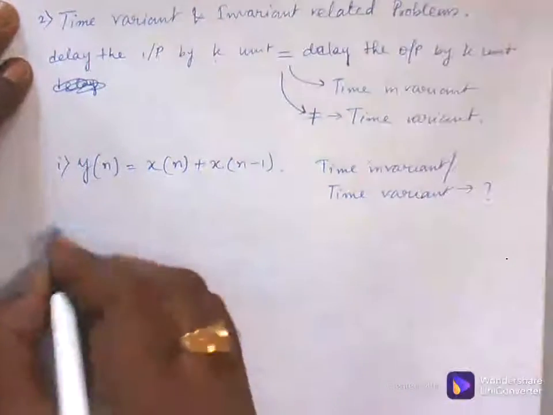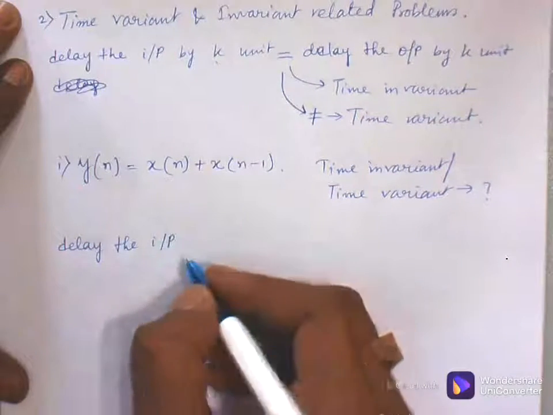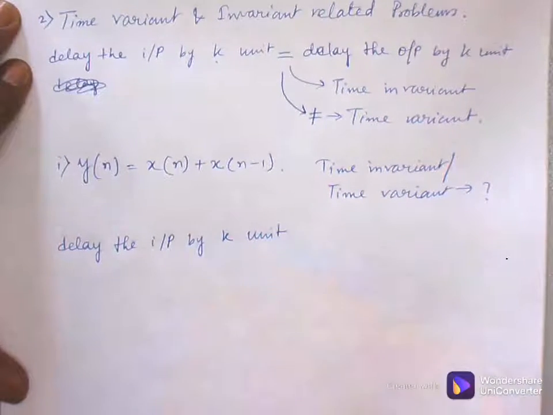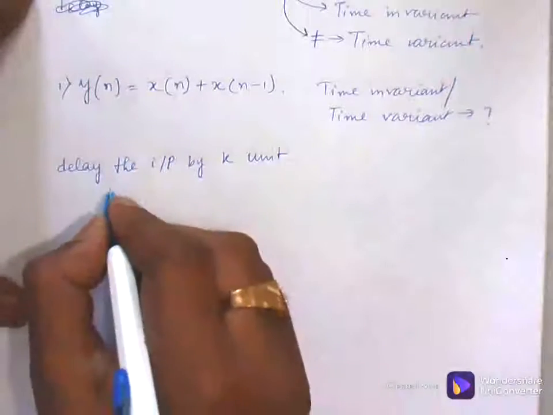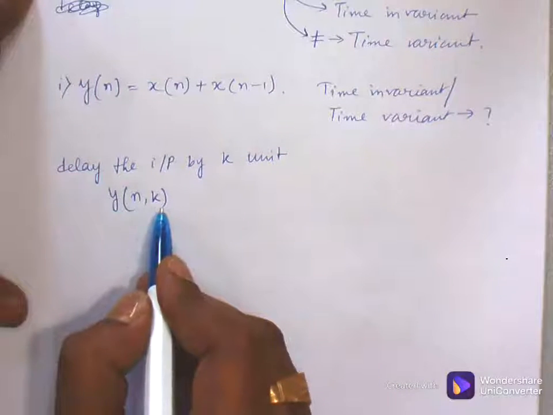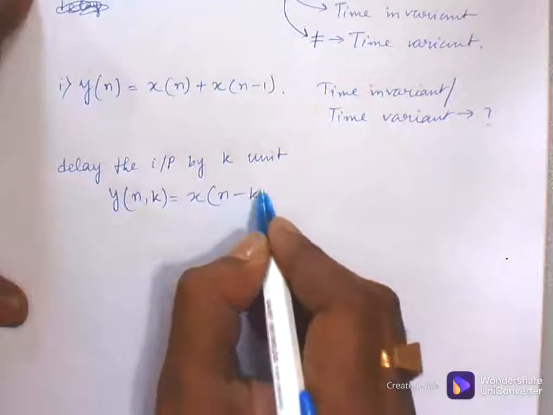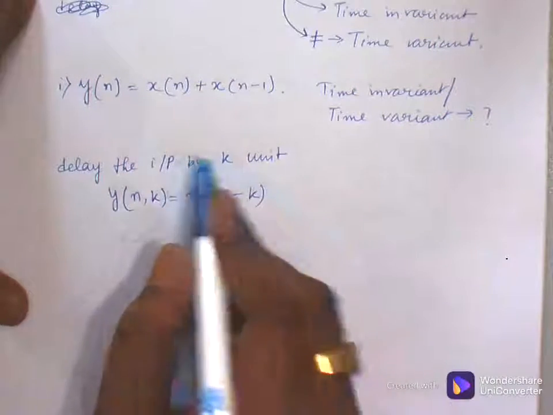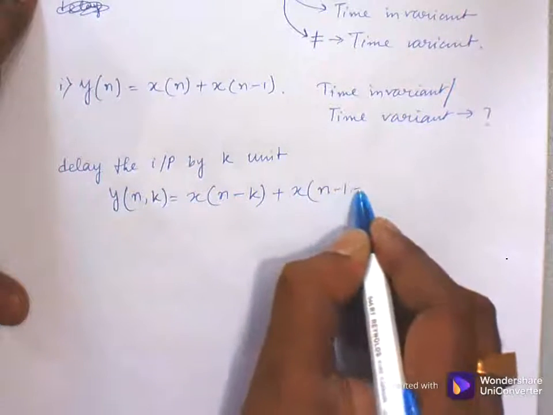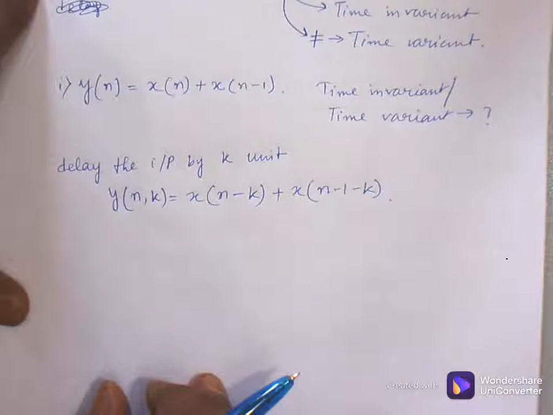So first of all, delay the input by k. What do we get? This is the input, and the delay function is written like this, y of n comma k, equal to x of n minus k, I am delaying, so n minus k, plus x of n minus 1 minus k. This is the equation when I delay the input by k unit.